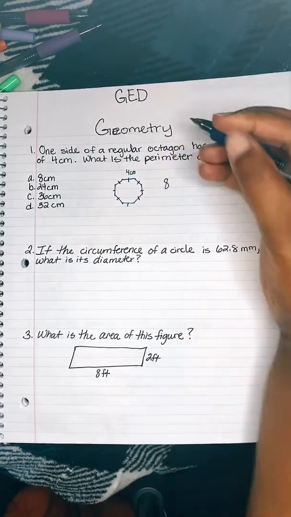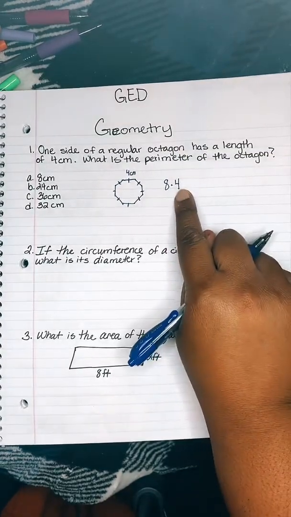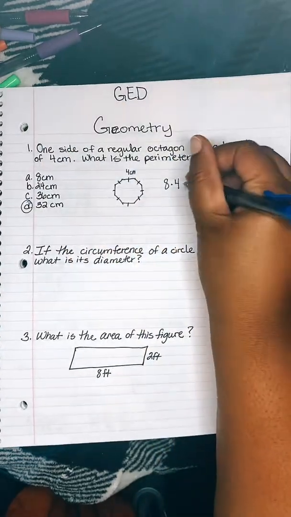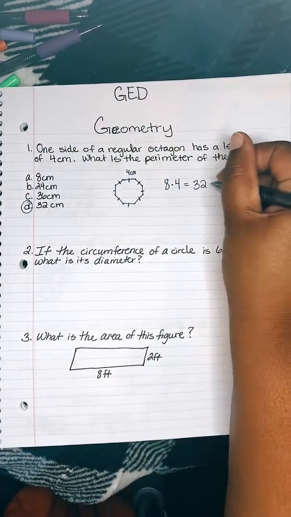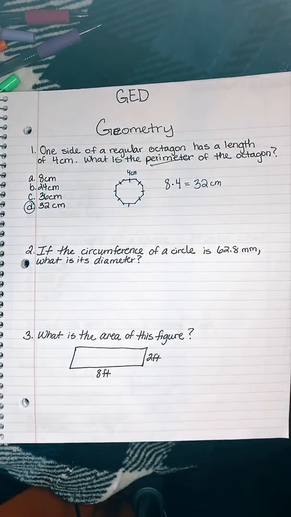What you guys said in the comments, perfect. 8. There's 8 sides and we times it by 4. So 8 times 4, if you said D, you are 100% correct, which equals 32 centimeters. Good. That is our perimeter because we're adding up.